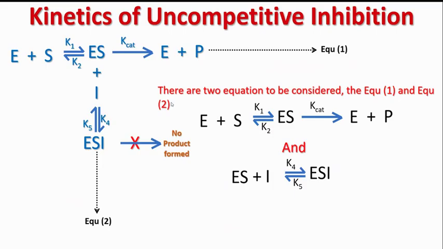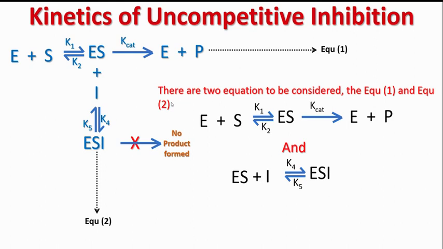Now, let's look at uncompetitive inhibition. In uncompetitive inhibition, the inhibitor does not bind to the free enzyme form. Rather, it binds to the ES form, and when it binds, the reaction will not proceed. So what we are looking at here is that when substrate binds to enzyme, the conformation of the enzyme will change to enable the binding of the inhibitor. So in uncompetitive inhibition, the inhibitor does not bind to the free enzyme form. It only binds to the bound enzyme form. So here we have two equations we are considering again.